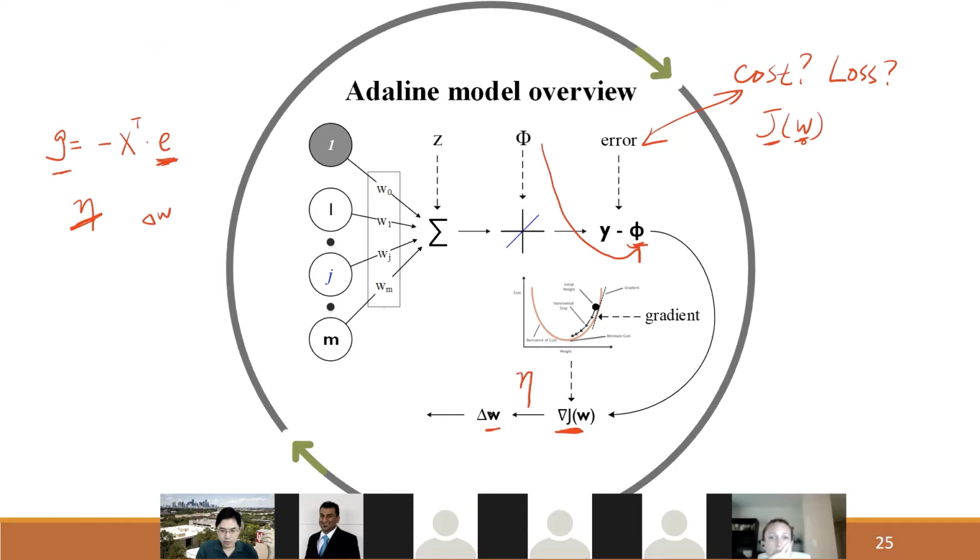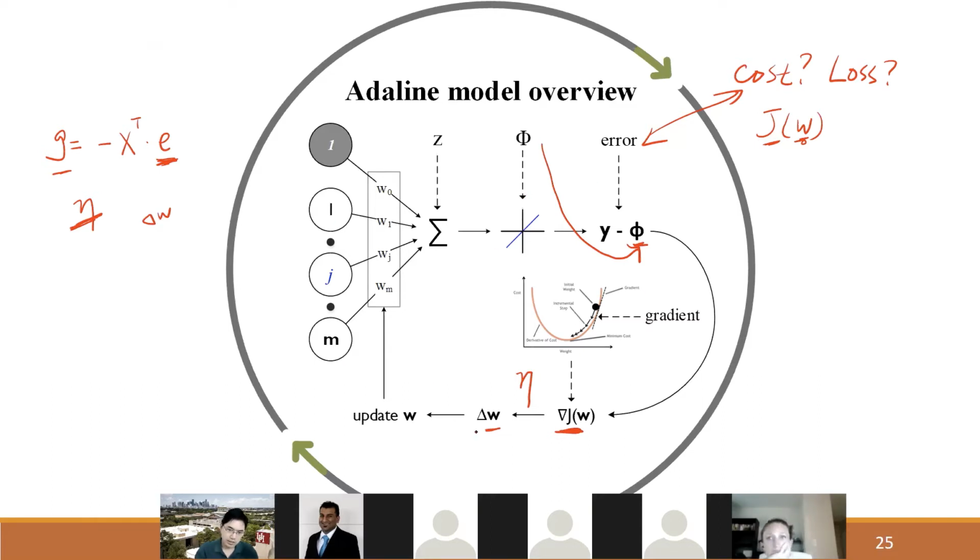After you have the delta weight, there's one more simple step. It is simply to update the weight by adding the weight update to the original weight and feeding back, replacing the old weights with the new weights. Now the next step, the next loop will begin, as I talked about.